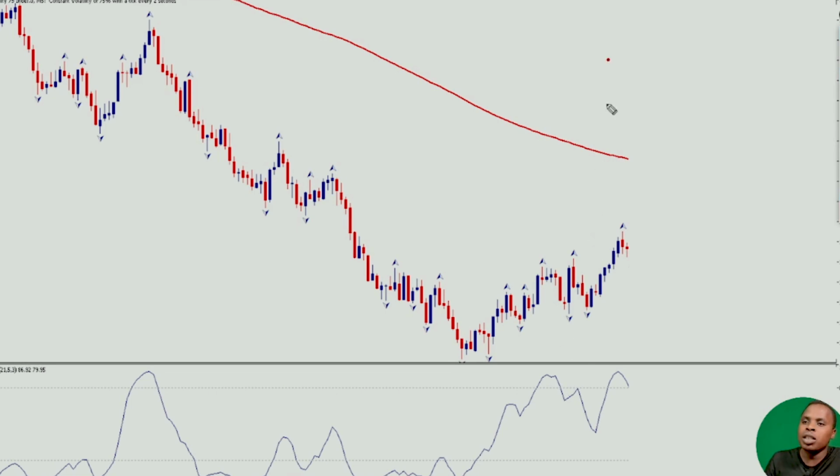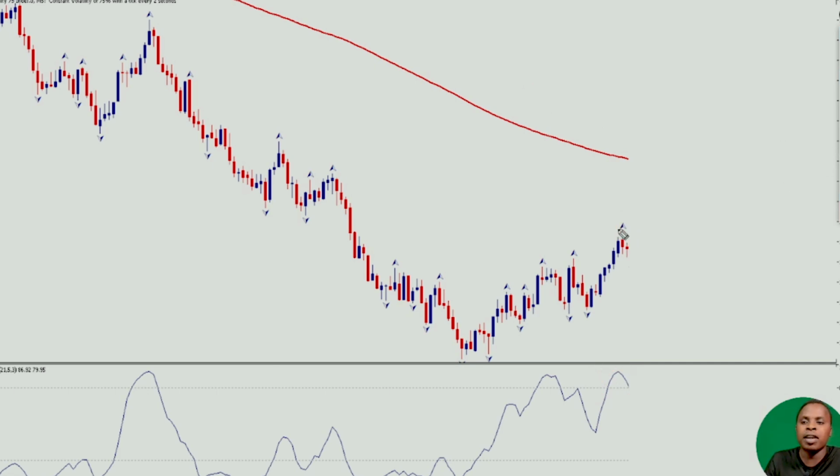So first we see the market pushing to the downside. We also see that it's below the 200 EMA. That's why I'm saying it's pushing to the downside. We also see that the stochastic has moved above the 80 level here. And when this happens, we also see an up fractal here.